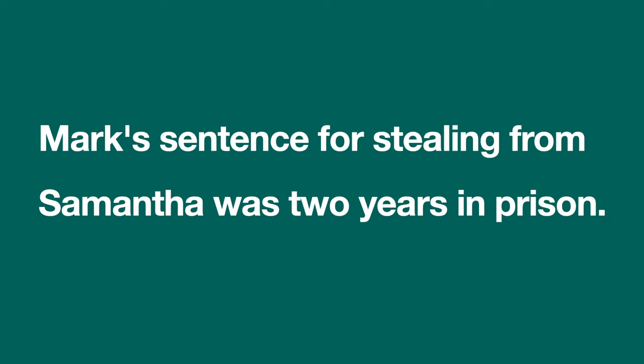Next, we have number two, which is sentence. A sentence is the punishment given to someone who has been found guilty of a crime. Example, Mark's sentence for stealing from Samantha was 2 years in prison. I wonder if Mark will appeal. For this use of sentence, you may hear people say things like, he got a light sentence. He received a light sentence. That means the sentence was not very severe. For the opposite of light sentence, we would say he received a harsh sentence. Maybe that person must go to jail or prison for many years.